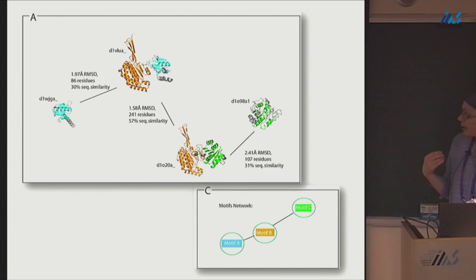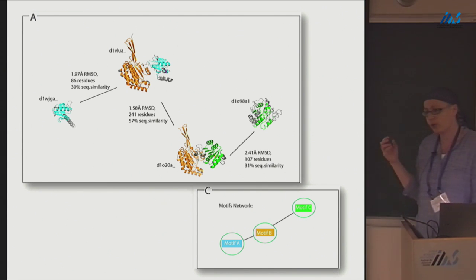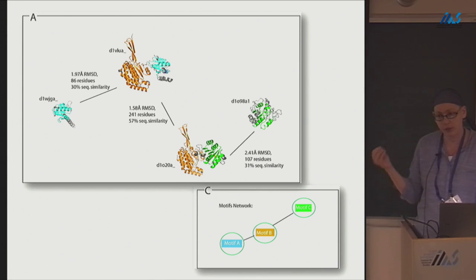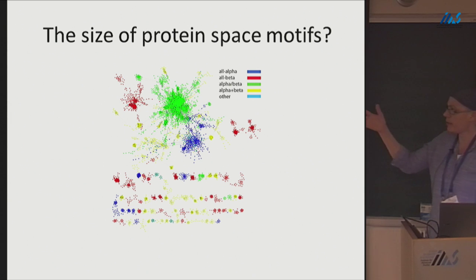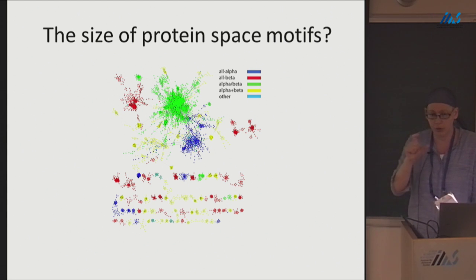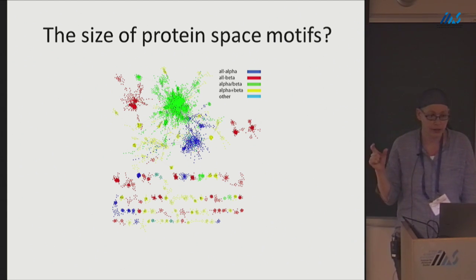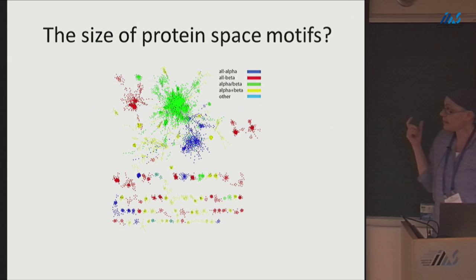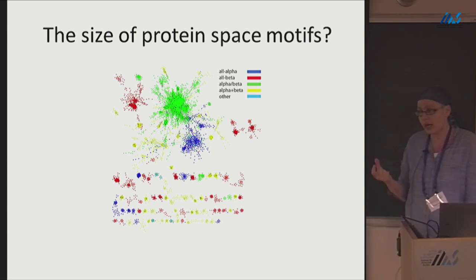Okay, so the reason I mentioned it is that one would like to ask, how do we find these motifs? How do we detect these motifs from the similarity network? It's obvious from this picture that there are many cross-fold similarities, many relationships between proteins, that there are many instances of these motifs that are shared between two domains. These are very common. The question is, what is the size of these motifs?